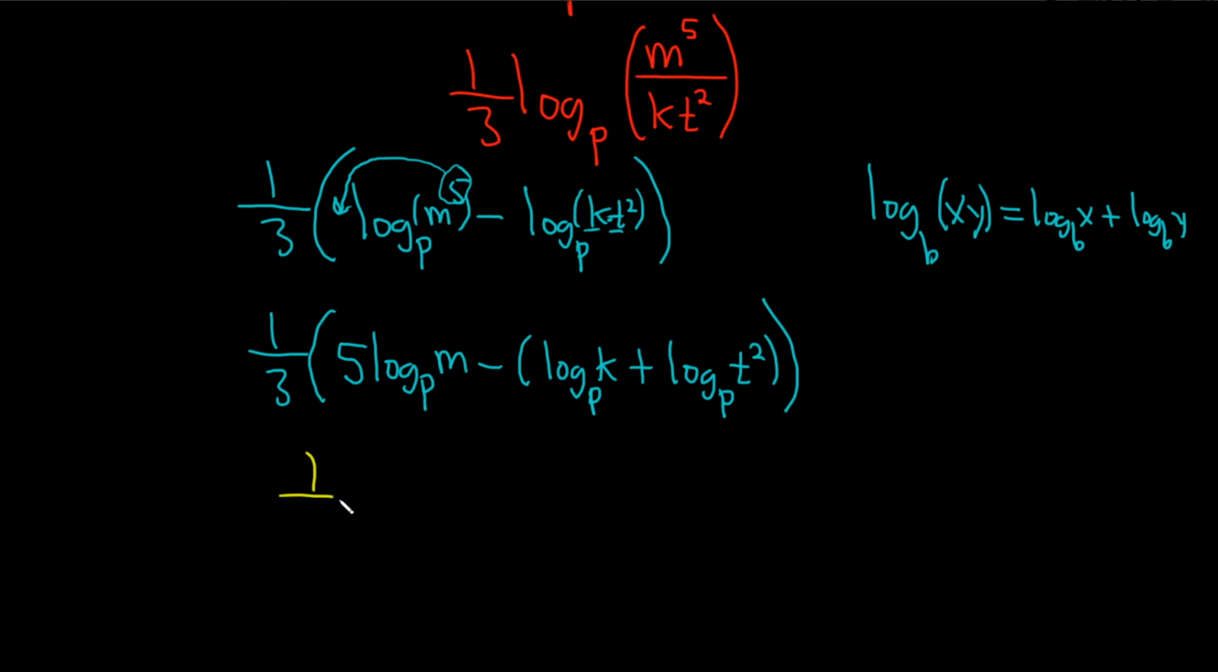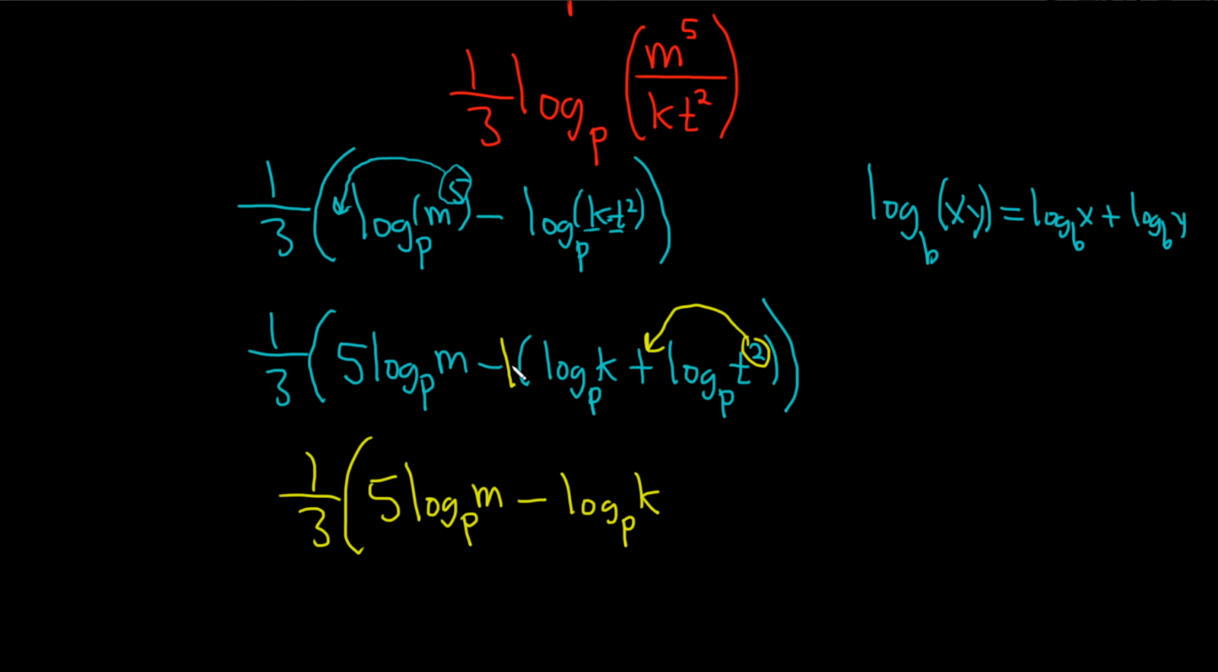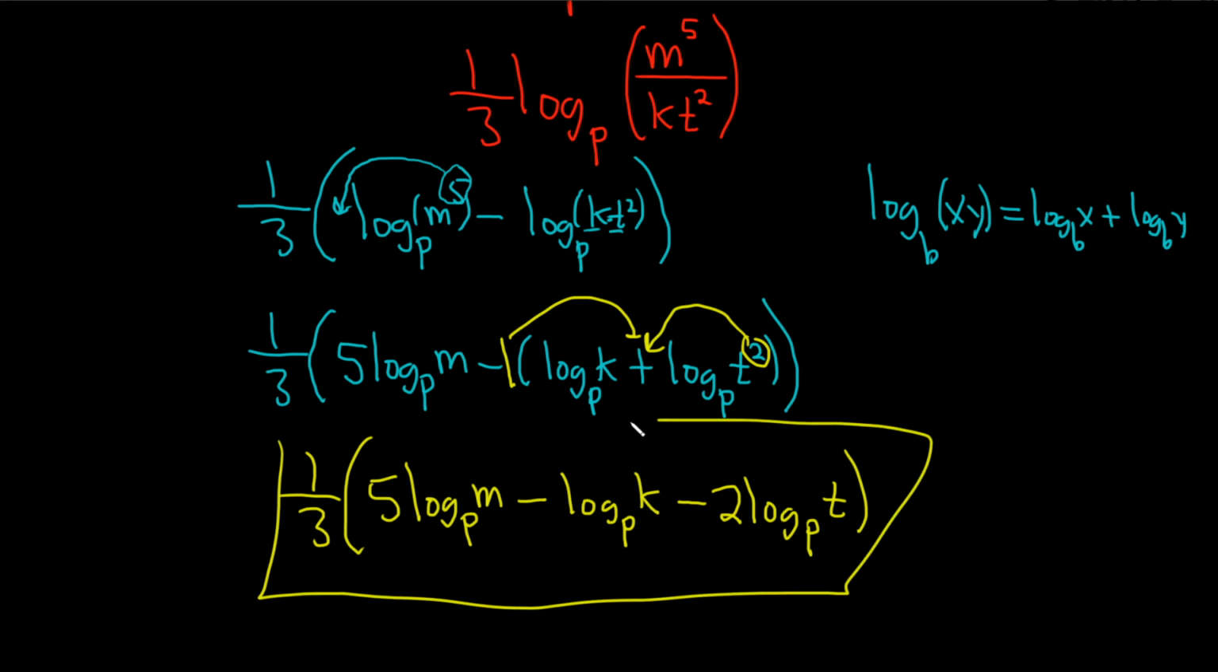So this is 1/3 parentheses 5 times the log base p of m. And there's an invisible -1 here, so we can go ahead and distribute that. So we'll have minus log base p of k. And then here we can use the power rule again. So bring down the 2 and distribute the -1. So it'll be minus 2 log base p of t. And what about this 1/3? Well, you can just leave it out there, or you can distribute it through. I don't think it matters too much, so I'll just leave it.